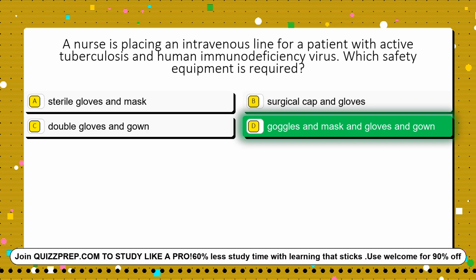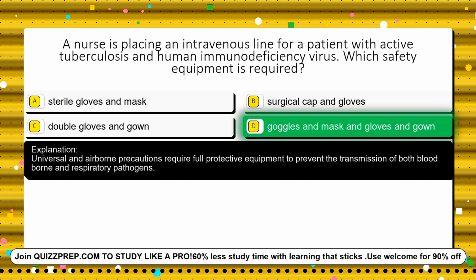The correct answer is option D, goggles and mask and gloves and gown. Universal and airborne precautions require full protective equipment to prevent the transmission of both bloodborne and respiratory pathogens.